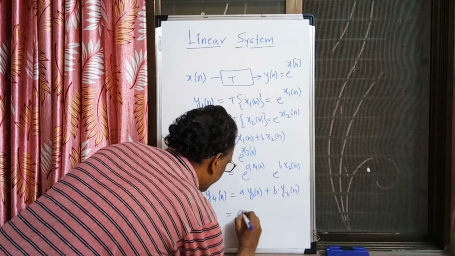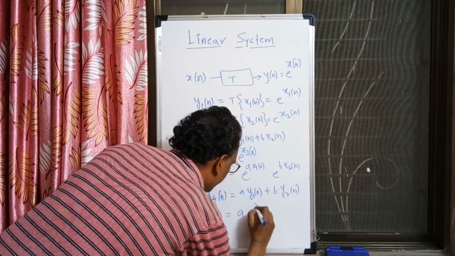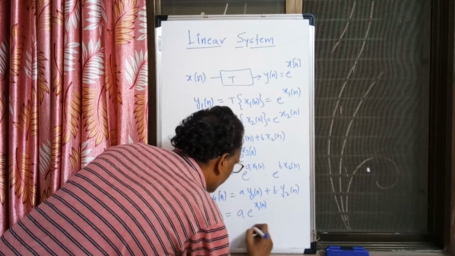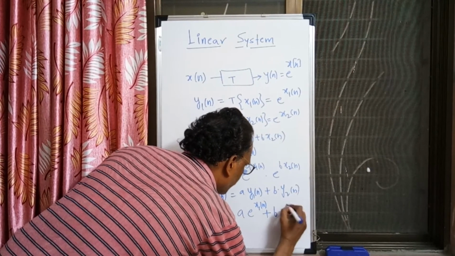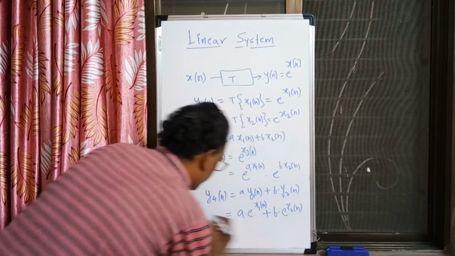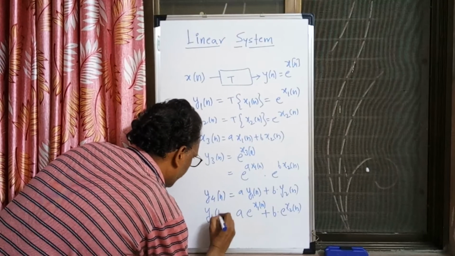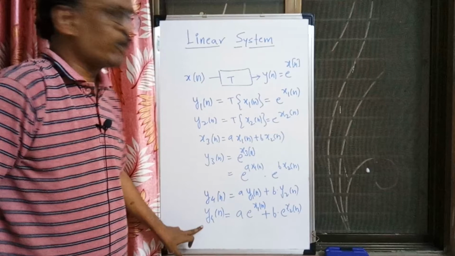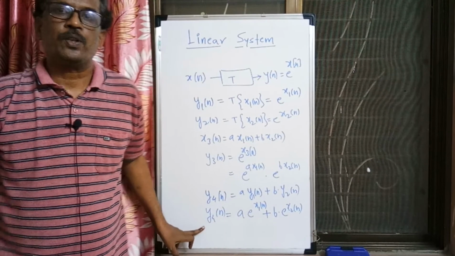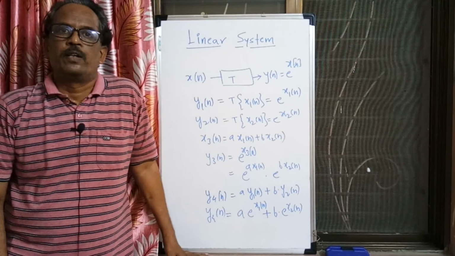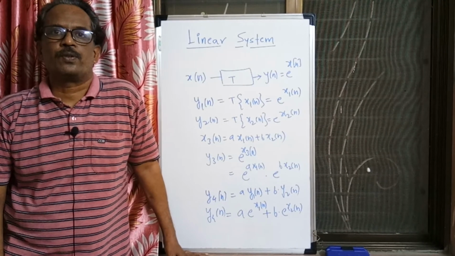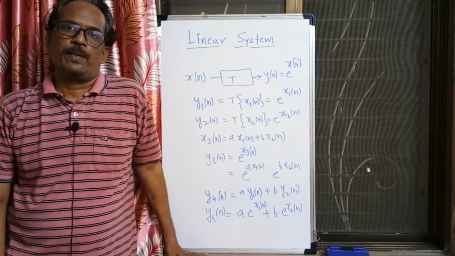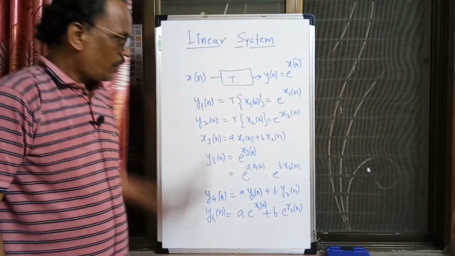So a times y1[n] is the response of the system to the input x1[n], and b times y2[n] is the response of the system to the input x2[n]. This is y4[n], the linear combination of outputs. The linear combination of outputs is not equal to the response of the system to the linear combination of inputs. Hence the system is not linear.